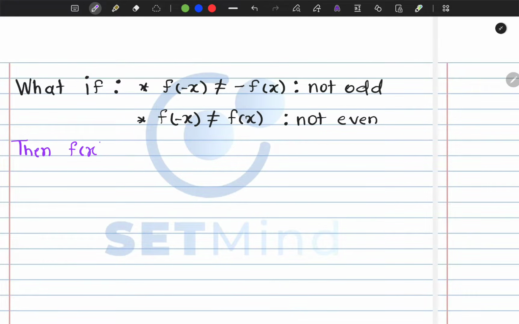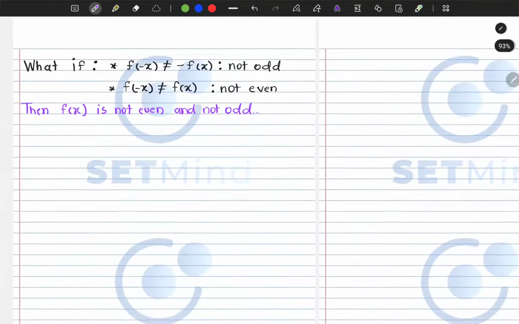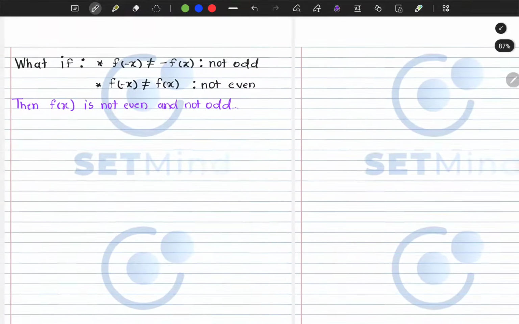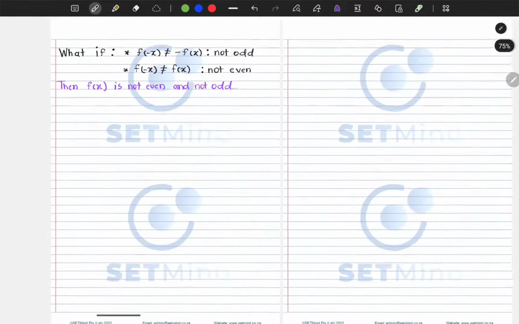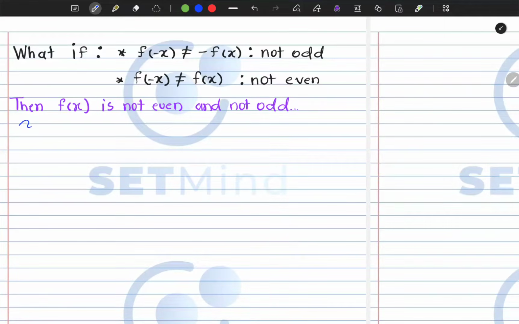So in this case, we will safely say that our f of x is not even and not odd. So it happens. If we can't satisfy both conditions, it means our function is not even and also not odd. Let's go and have a look at an example that will show us this in application. Let's consider that as example 7.